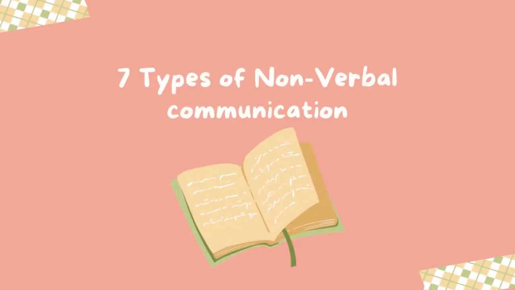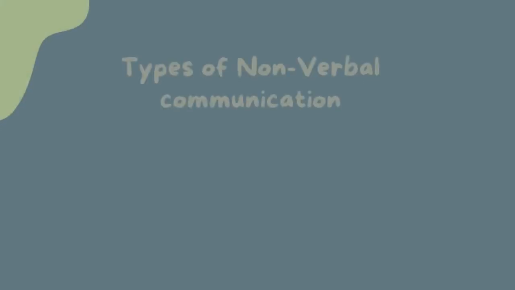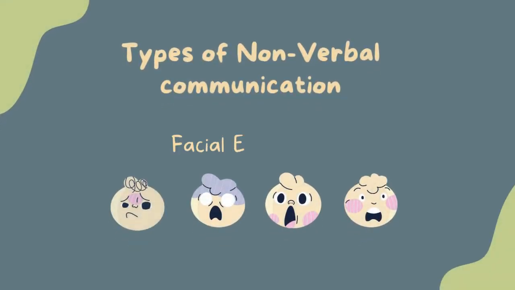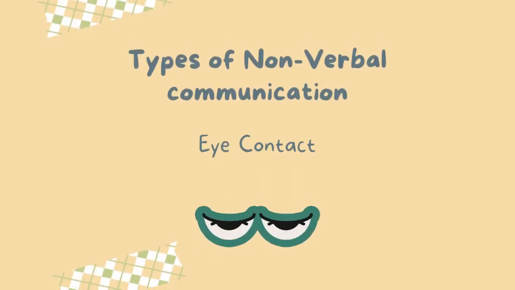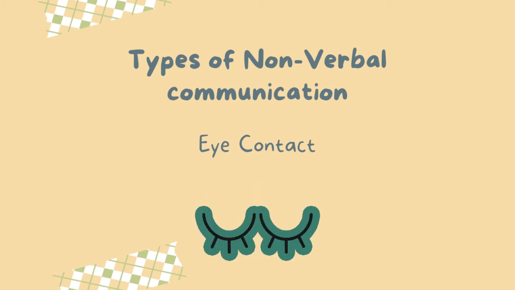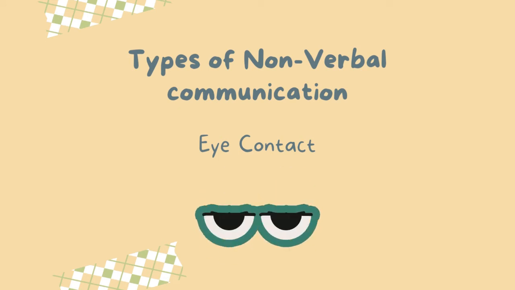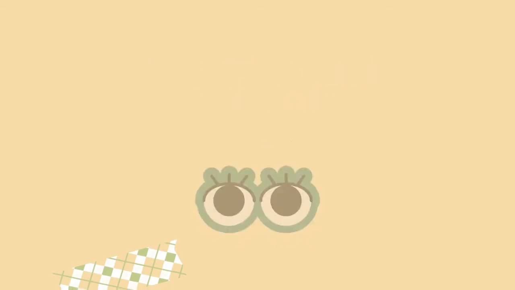There are 7 different types of nonverbal communication. Number 1. Facial expressions. Facial expressions are the principal source of feedback. Alert communicators display and interpret facial expressions accurately. They modify their messages to produce the effect they intend. Number 2. Eye contact. Eye contact is the expressive element in face-to-face communication.